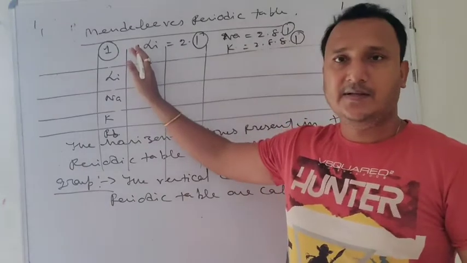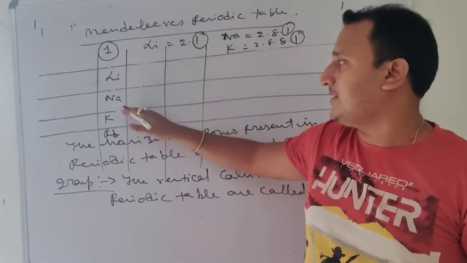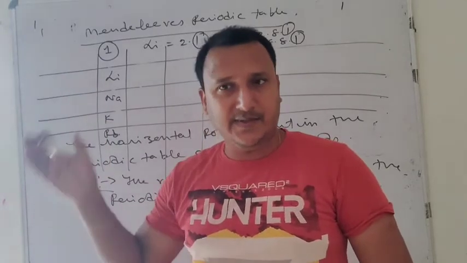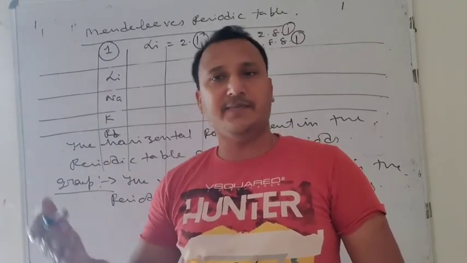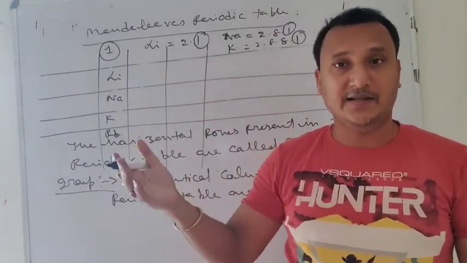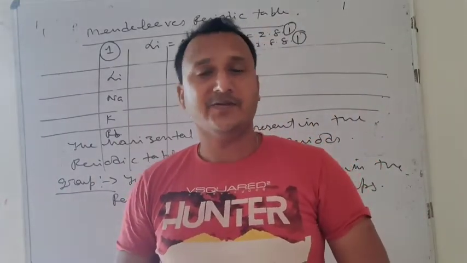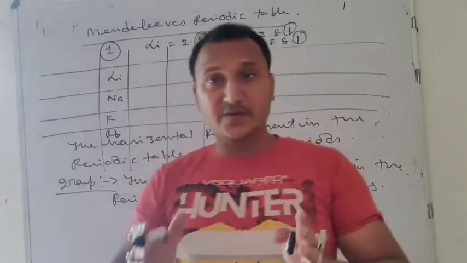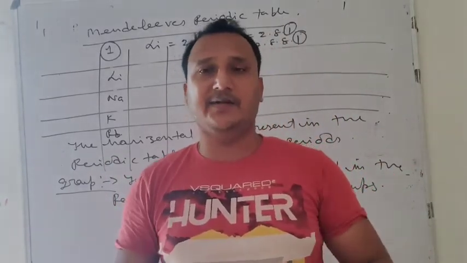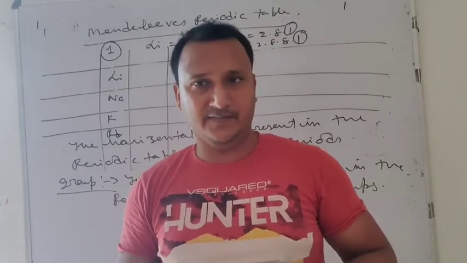In the second group, beryllium, magnesium, calcium, strontium, barium, radium. So 6 elements are present. Now their valency is the same, 2, because they are present in the second group. So it is a property of that particular group. So like that, these groups and periods are helping to study the periodic table. So Mendeleev has arranged the periodic table in a very systematic way, and it is the first construction of a systematic periodic table.